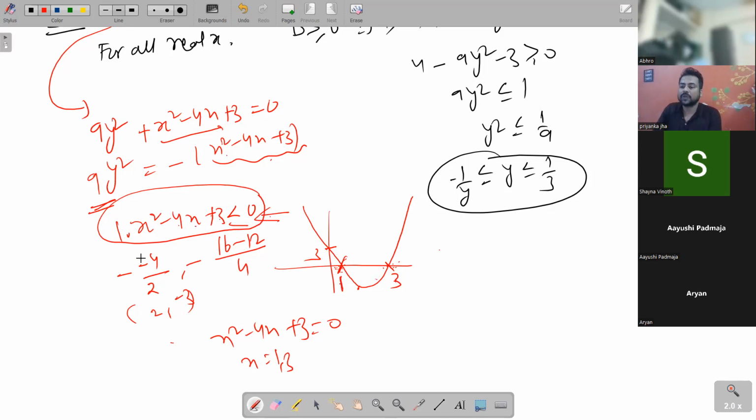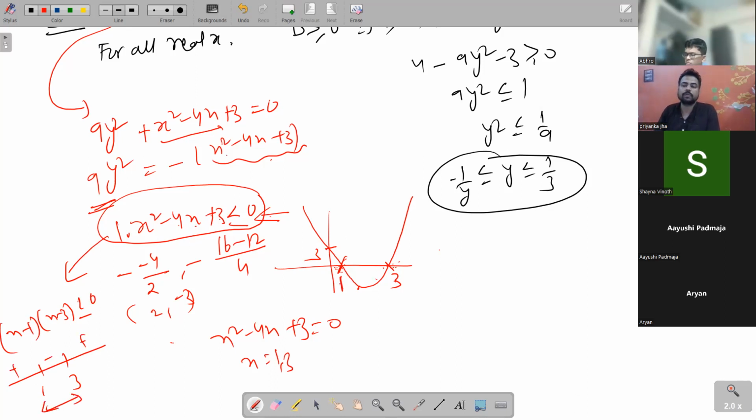Or you just apply the wavy curve method. So you just factorize this: x minus 1, x minus 3 less than 0. Take 1 and 3, now apply. Put here positive, negative, positive. See, x has to be between them. So this was one way by quadratic, and this is the wavy curve method. Understood?